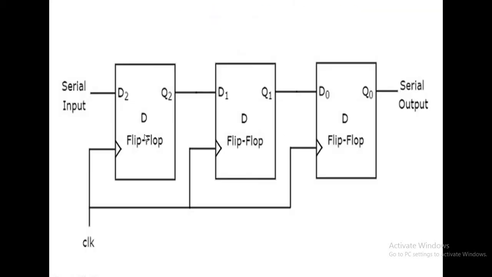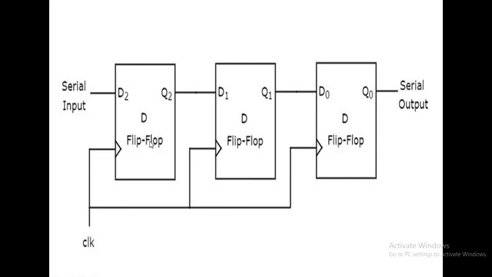So see, as I told you, a shift register is nothing but a group of flip-flops. So here I can take 3 flip-flops. Okay, these are the D flip-flops. This is the D2 flip-flop, or you can say this is the first D flip-flop, this is the second D flip-flop, and this is the third D flip-flop. And the serial inputs are D2, D1, and D0.